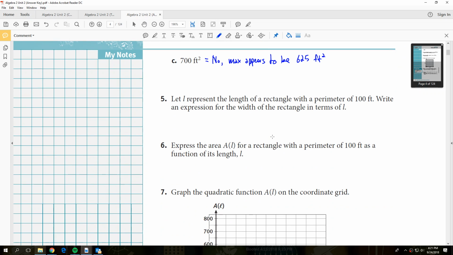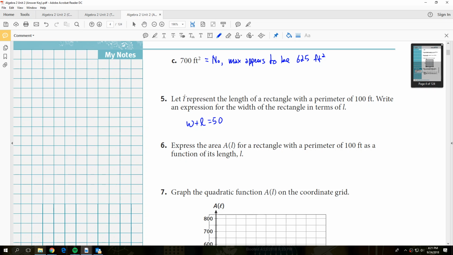All right, and so now let's get to the meat of this. This is actually the part where most of our students were not able to put this together on last year's SAT. Number 5 says, let L represent the length of a rectangle with perimeter 100 feet and write an expression for the width of the rectangle in terms of L. Well, we already said that width plus length must be 50.